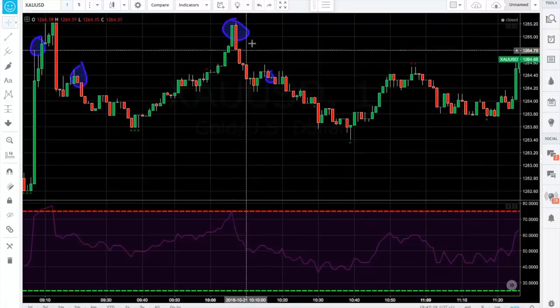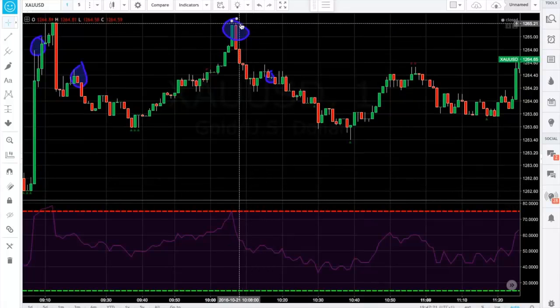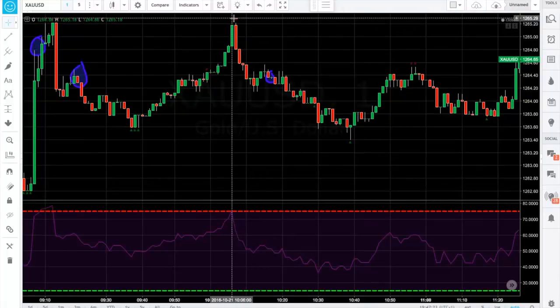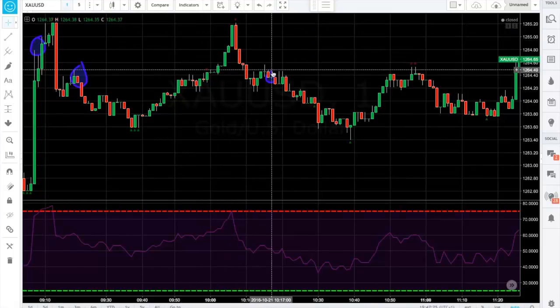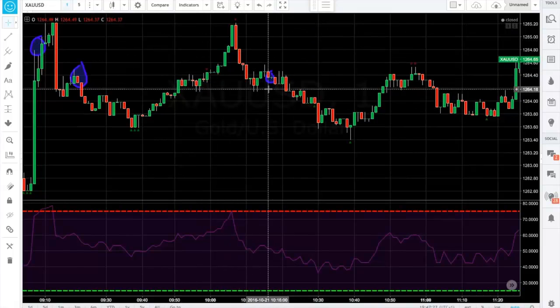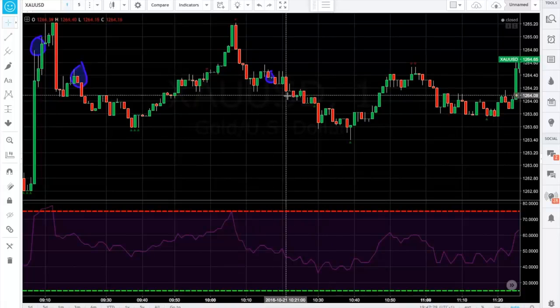Here, it's just touched the line, and as you can see, I've already gone and circled these areas. It's told us to sell, and once again take a 10-minute trade, and there you go, it would have sold, and you would have won that one.